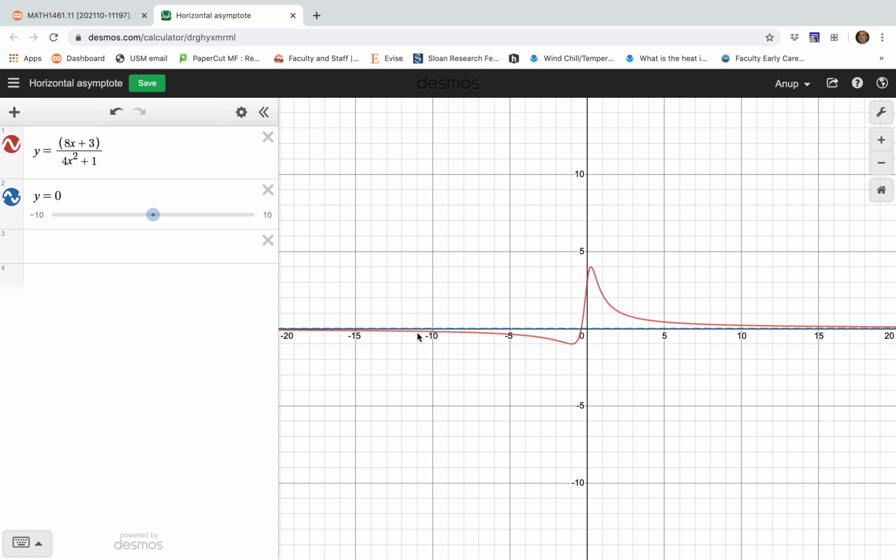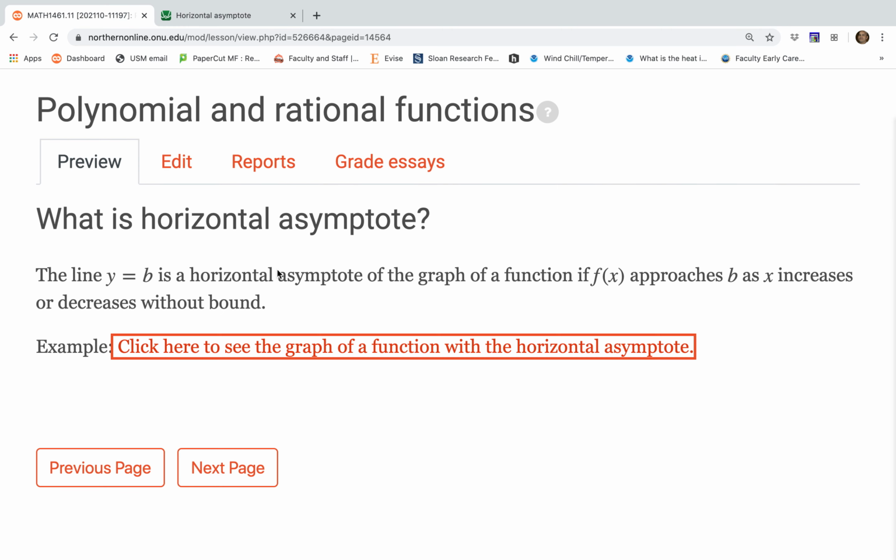Whenever x is getting smaller and smaller, we have a similar type of behavior. Only one side is already sufficient for this line to be a horizontal asymptote. But you can see here, even when x is getting smaller and smaller, the value is getting closer and closer to 0. So that's why this is clearly the horizontal asymptote.